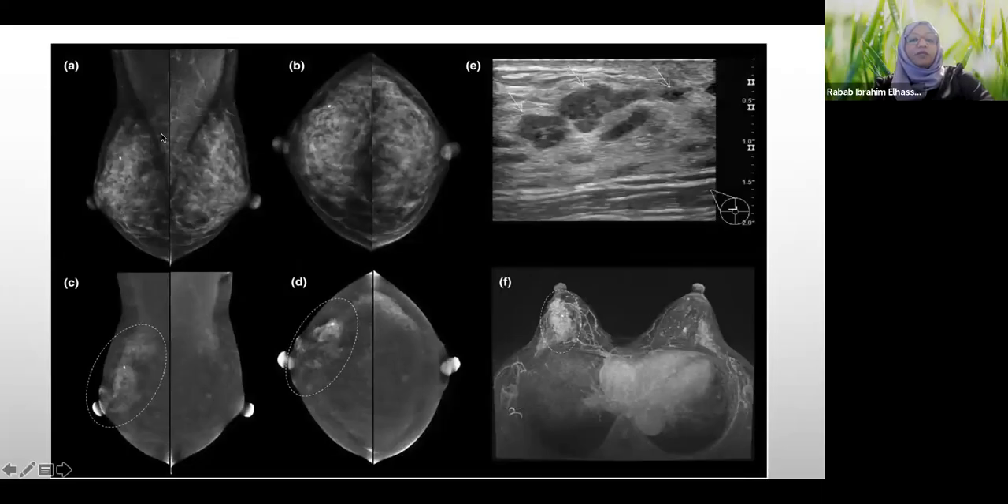Another example of detection, a very, very dense breast, and there is an abnormality on the ultrasound, which was also non-specific. But when they did the contrast enhanced mammogram, you can see a large area of non-mass enhancement, which is also seen on the MRI, on the MIP here, as an area of non-mass enhancement, and this was a lobular cancer.